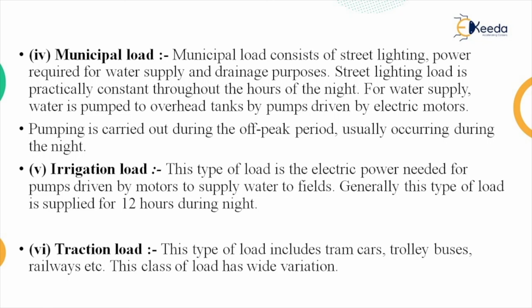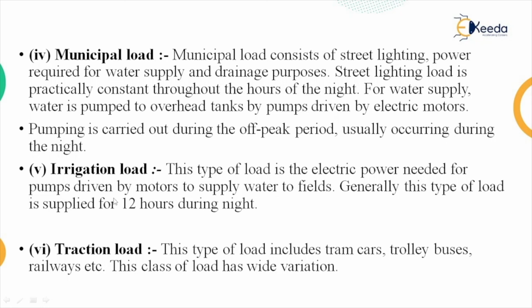Then next is the municipal load. The municipal corporation load consists of street lighting, and power required for water supply and drainage purposes. Street lighting load is practically constant throughout the hours of the night, because street lights are on during the night. For water supply, water is pumped to overhead tanks by a pump driven by an electric motor. Pumping is carried out during the off peak period, usually occurring during the night. So this is a municipal load.